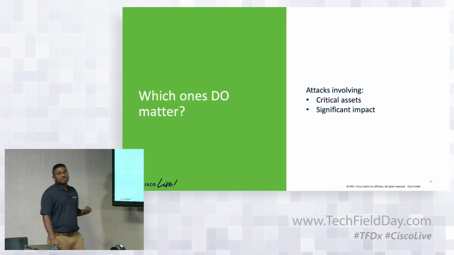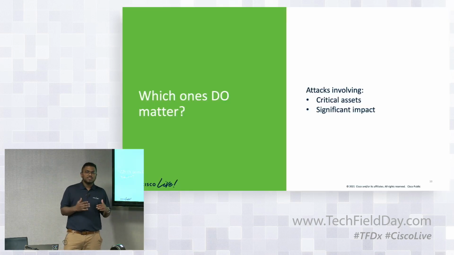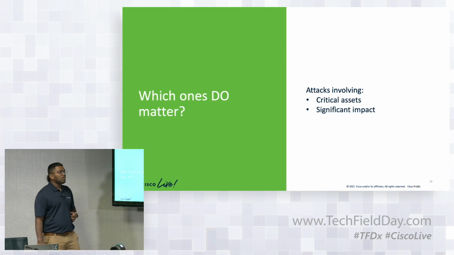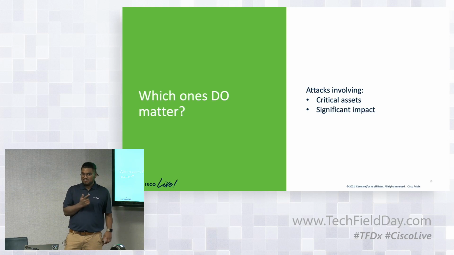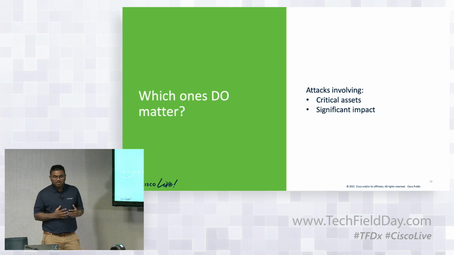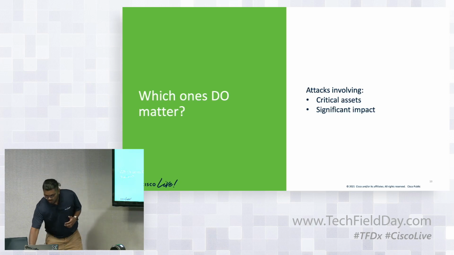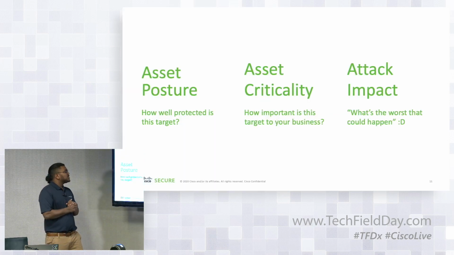So which ones do matter? Which of those 100 incidents, how do you find the 2 or 3 that actually do matter? Well, attacks involving critical assets and attacks that have potential significant impact. That's the way that you can determine if you have a high chance of potential breach. So how can you choose which assets are critical?